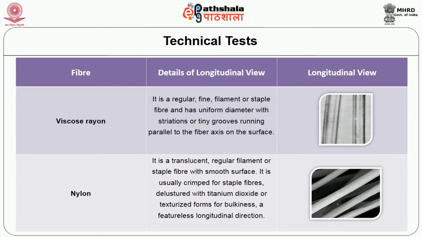Next fiber is viscose rayon. It is a regular fine filament or staple fiber with uniform diameter, with striations or tiny grooves running parallel to the fiber axis on the surface. Next is nylon. It is a translucent, regular filament or staple fiber with a smooth surface.